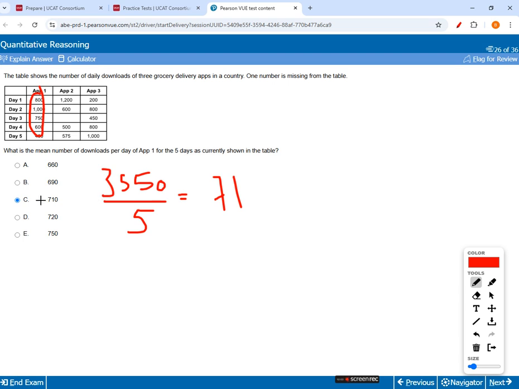Second, third learning. Again, the third learning was: I need to know, when it comes down to the mean, what am I dividing it by? Is that per day? If it's per day, divide by 5. If it was per app, divide by 3. In this case, per day. Righty, okay, moving on, cracking the next question.